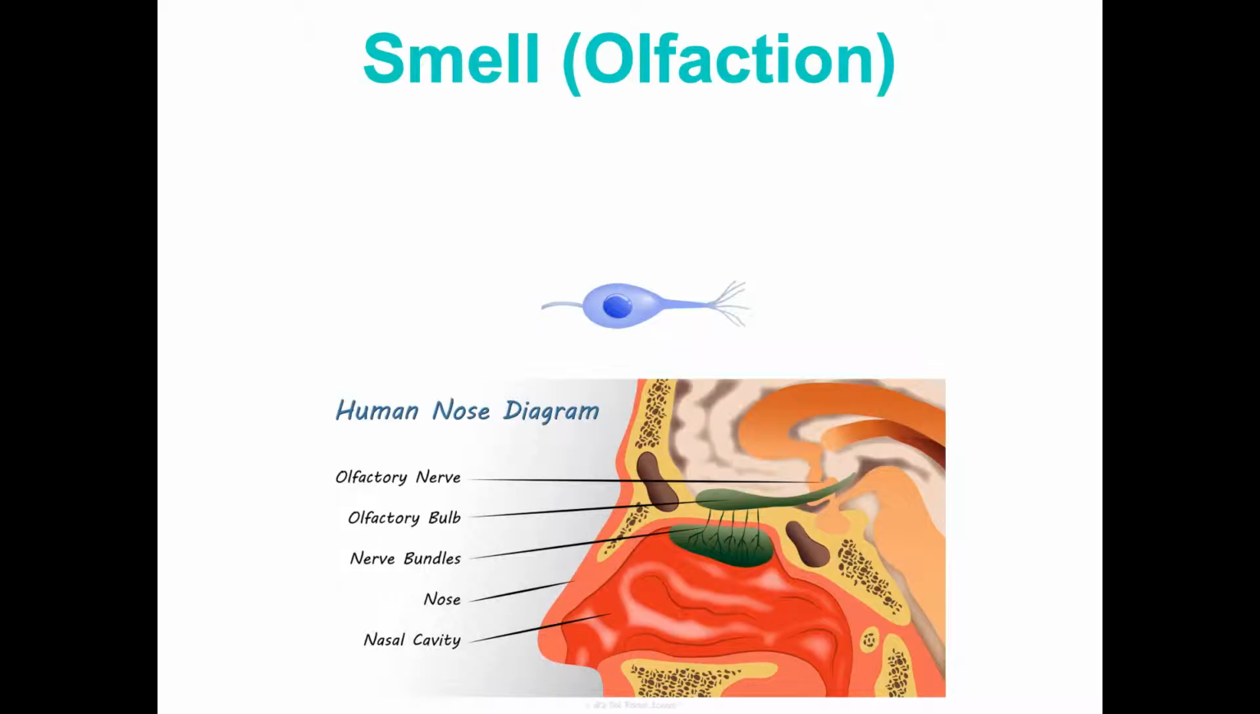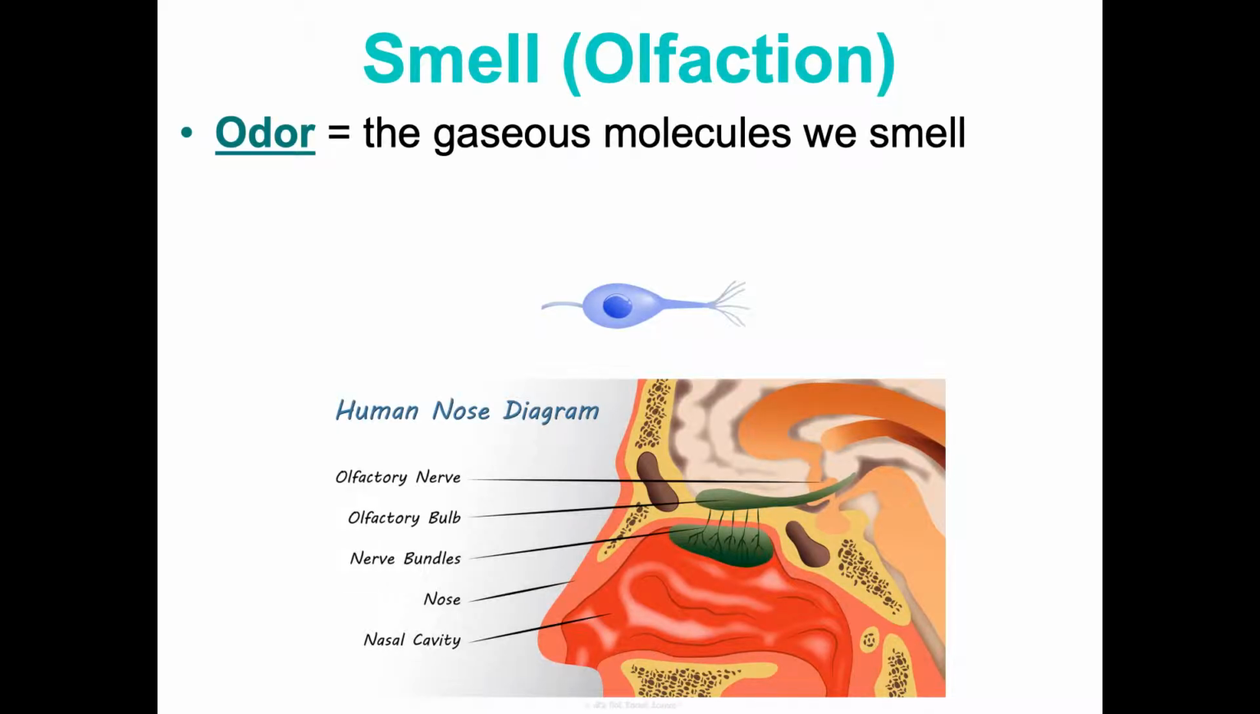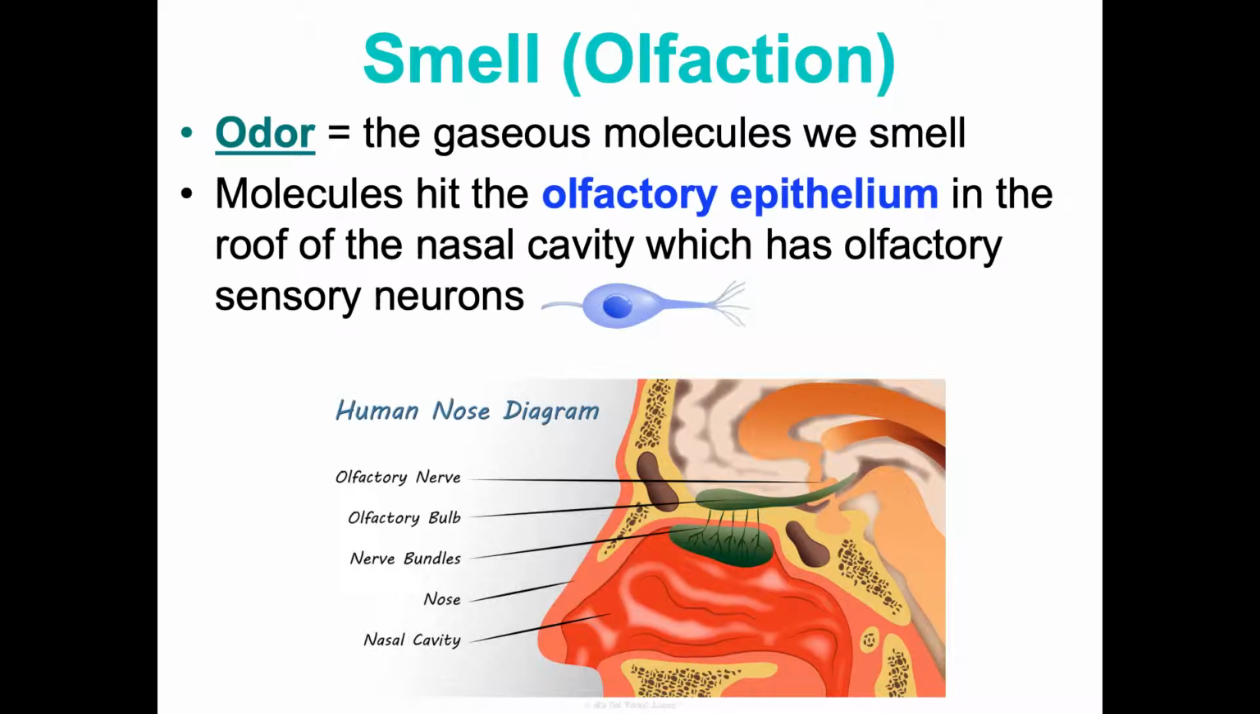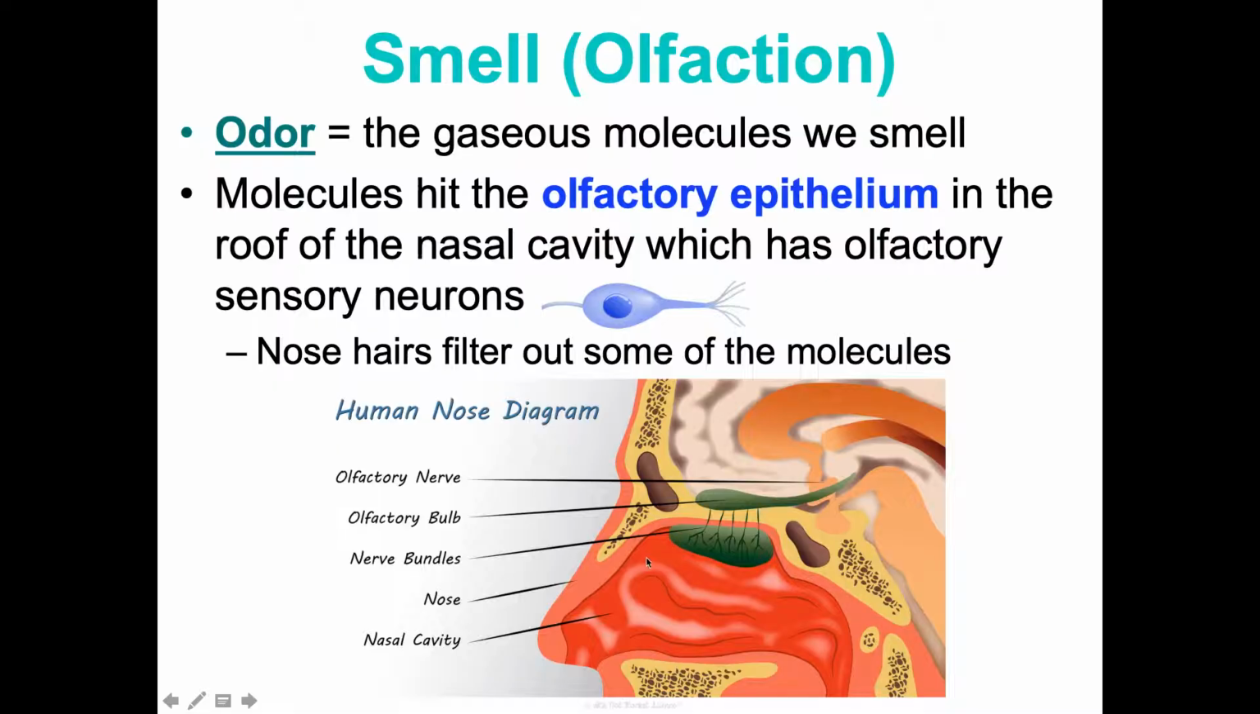All right, let's talk about smell, or olfaction, first. What's an odor? It's just the gaseous molecules that we smell. Those molecules hit the olfactory epithelium in the roof of the nasal cavity, which you can kind of see here coming through your nostrils there. And there's a ton of olfactory sensory neurons there that look like this. Your nose hairs are really important, not just a nuisance. They help filter out some of those molecules.